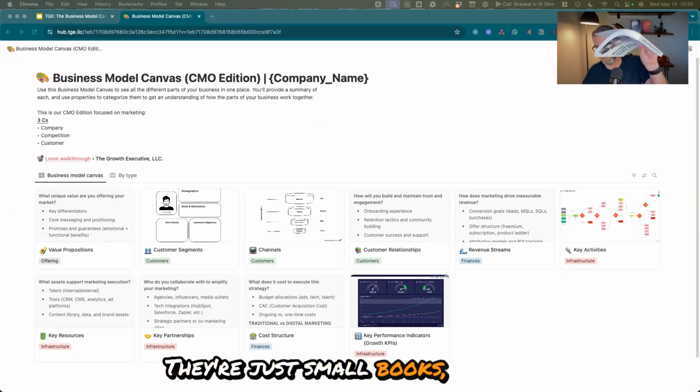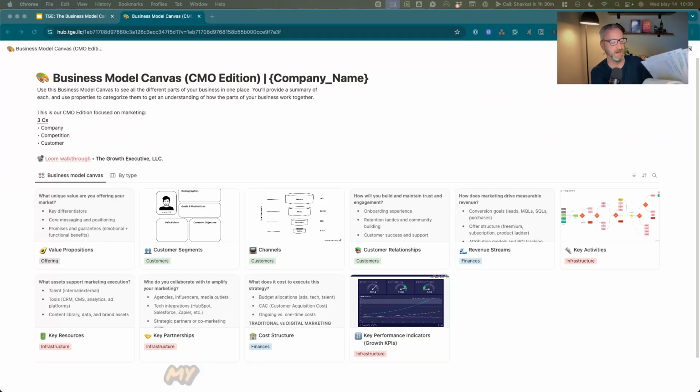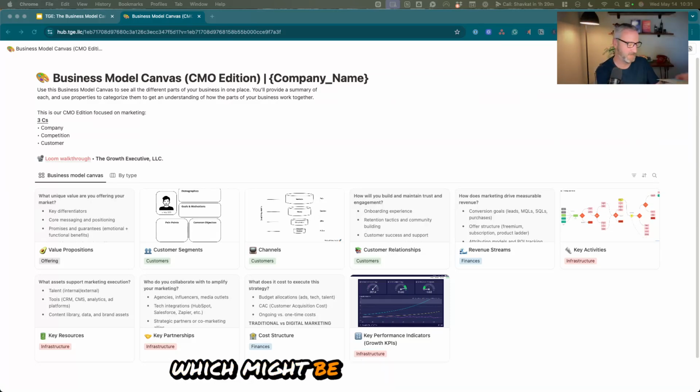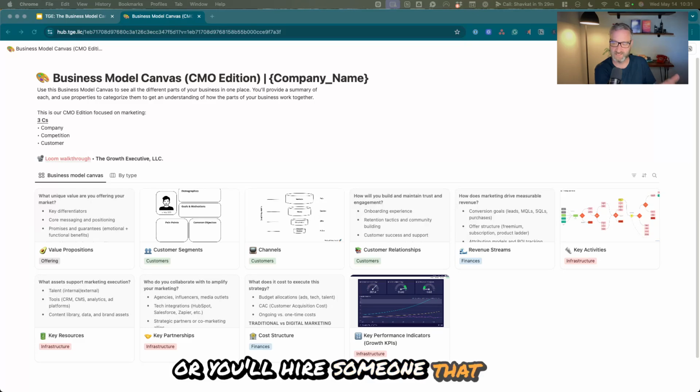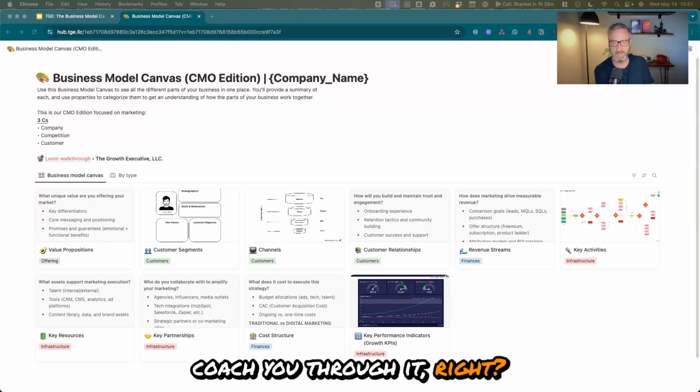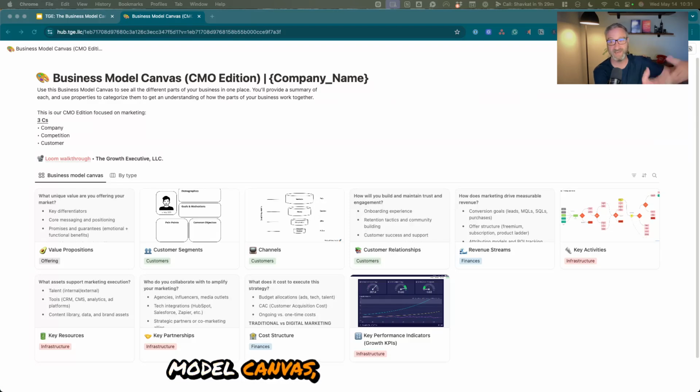They're just small books, and I don't know if you can see my camera here, but they're quite colorful. I like coloring books, which might be why I like them, because I'm a simple guy. But they're very defined books. Now, often you'll use a consultant or hire someone who has gone through this training on how to do these things, and they'll coach you through it, right? The first time I did the business model canvas, I had a consultant that we had hired.